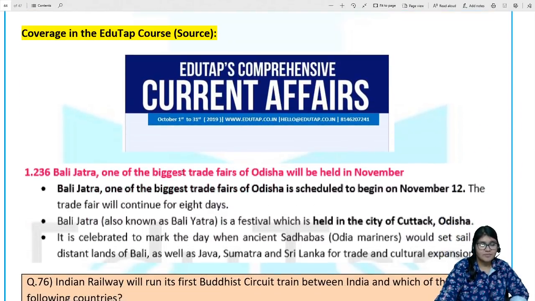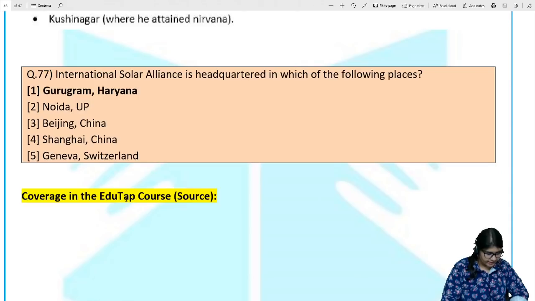So you can see n number of questions. For the next time also, please do keep in mind the importance that you need to give, the priority order that you need to set. Here you can see Bali Jatra, one of the biggest trade fairs of Odisha, will be held in November. So here again it was there. I think, are you guys experiencing any buffering? Sorry for that.